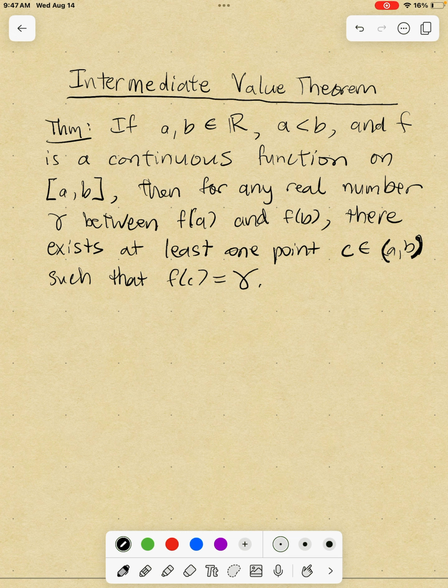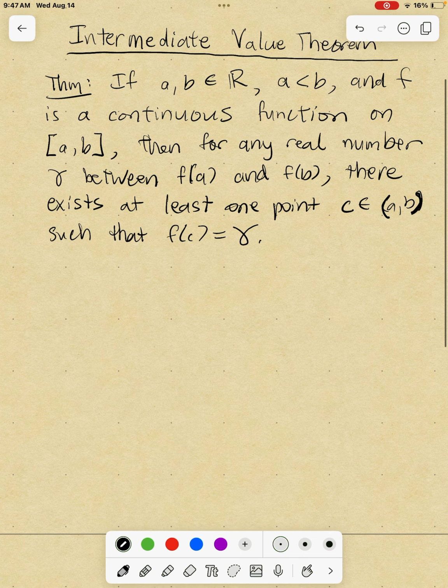Alright, we won't prove this in this video. It requires some real analysis to prove this. Okay, let's draw a picture just to illustrate what's going on.